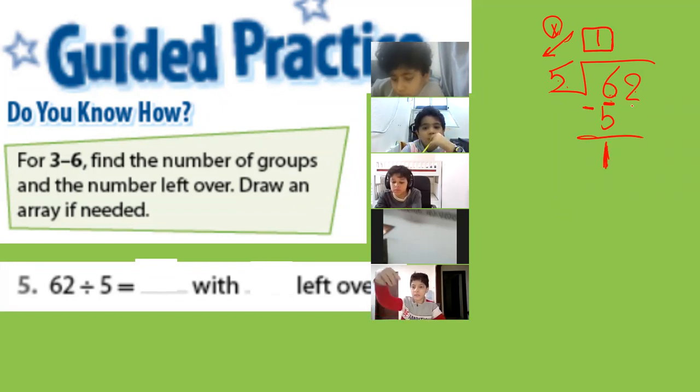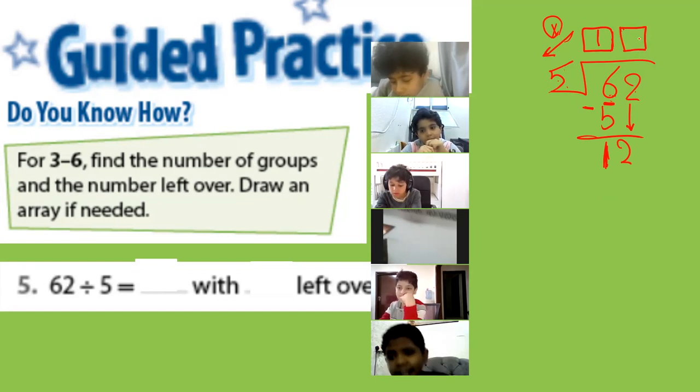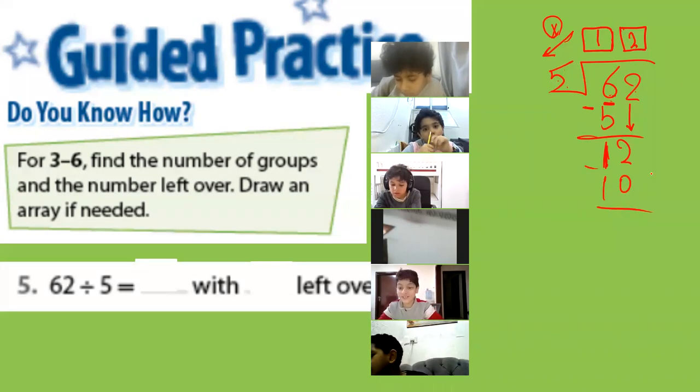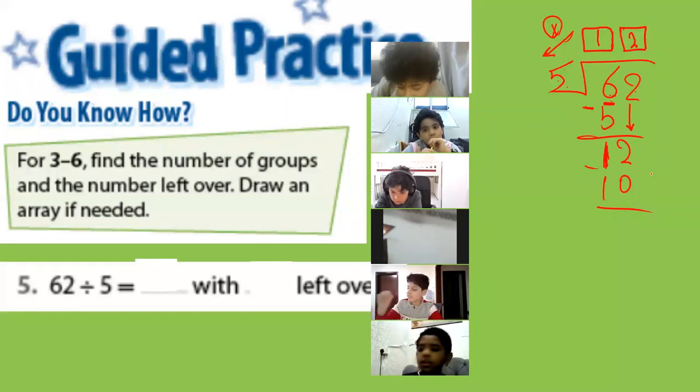1 is less than 5, so I will drop the 2 to make 12. 12 divided by 5 equals what? What is the number that, by 5, we get 12? It is 2. 2 by 5 equals 10. Nothing by 5 gives 12, so we get 2 as the nearest number. So the 2 is the remainder.